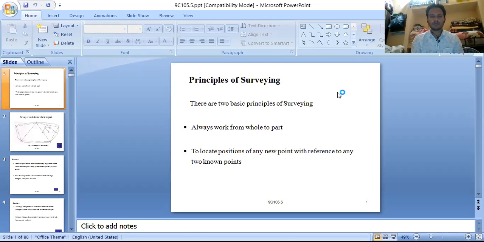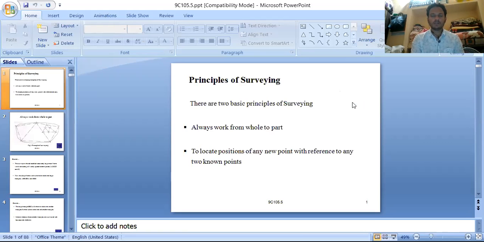In this class, we are going to discuss about the principles of surveying. Let us start today's class. So let us see what are the different principles of surveying. So these principles apply in the entire surveying.